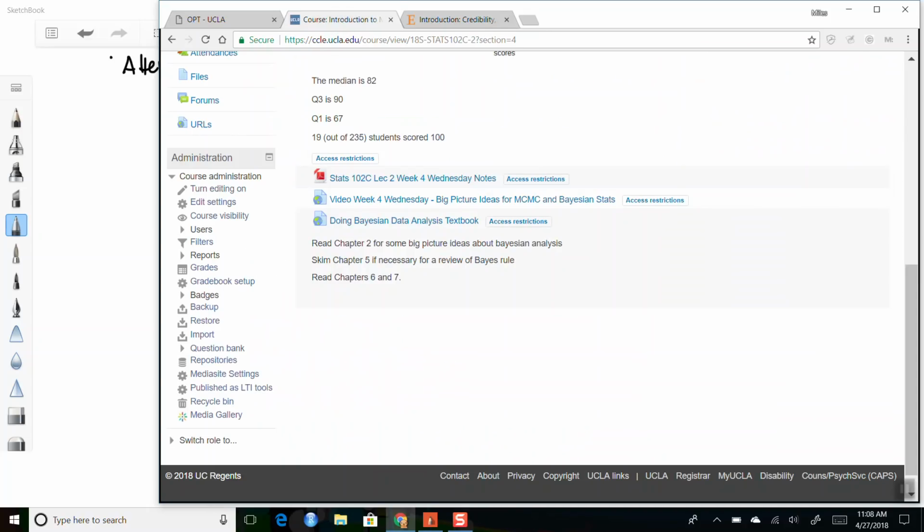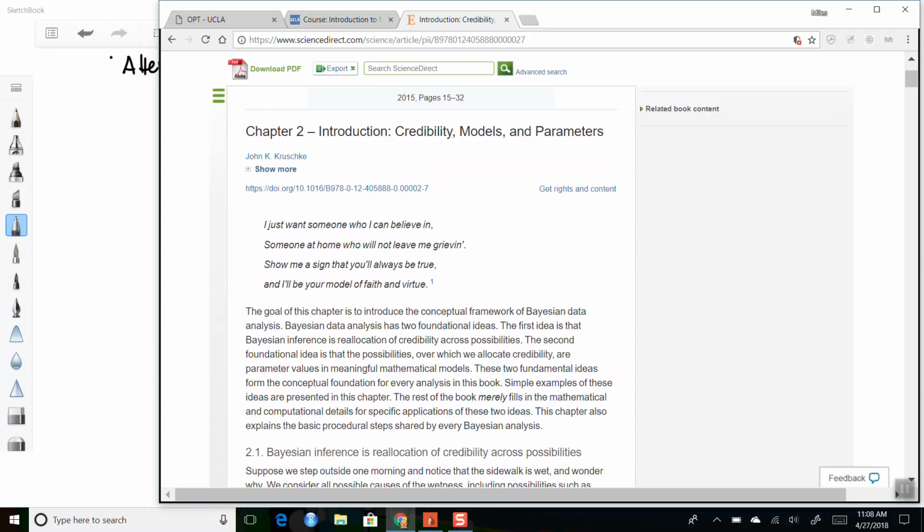So chapter 2 covers some big picture ideas about Bayesian analysis. Chapter 5 covers Bayes' rule. If you've forgotten stuff, you can go back to chapter 4 to review probability. But I think you guys have enough background to skip over chapters 3, 4, and probably even 5. But if you want to review 5, that's fine. Definitely read chapter 2, and then read chapter 6, and then we'll get into chapter 7 later. So chapter 2: introduction, credibility, models, and parameters.